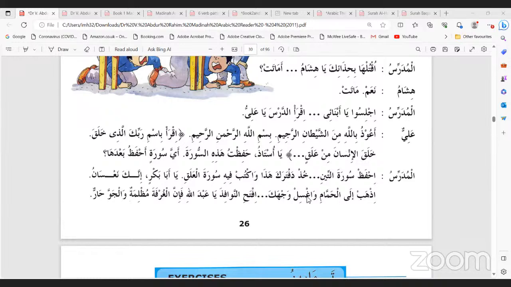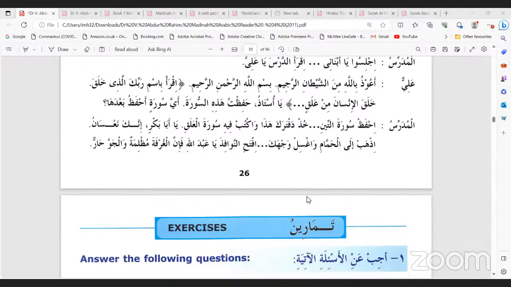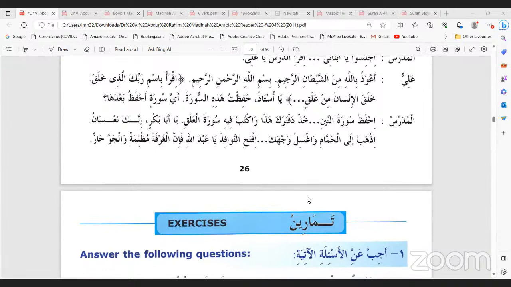O teacher, I memorized this surah. Which surah should I memorize after this? Memorize Surat at-Tin. Take this notebook and write in it Surat al-Alaq.